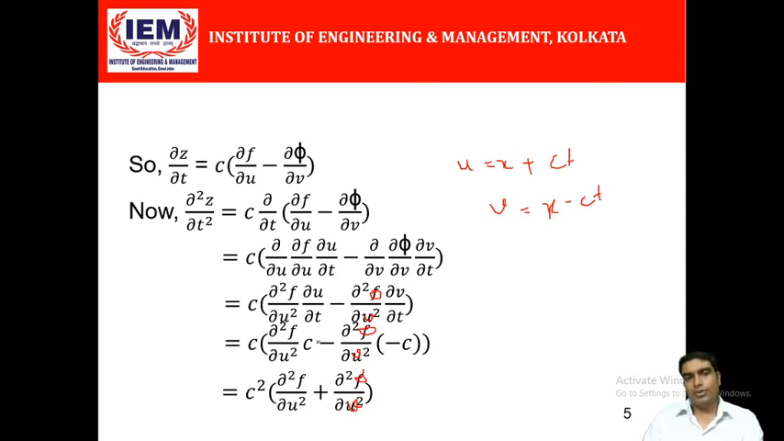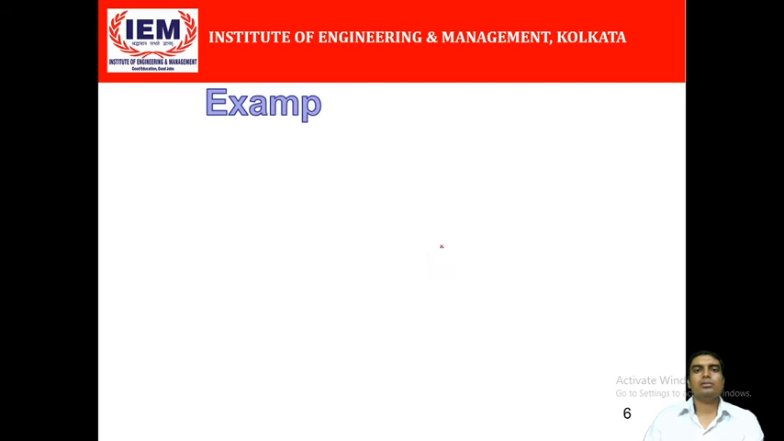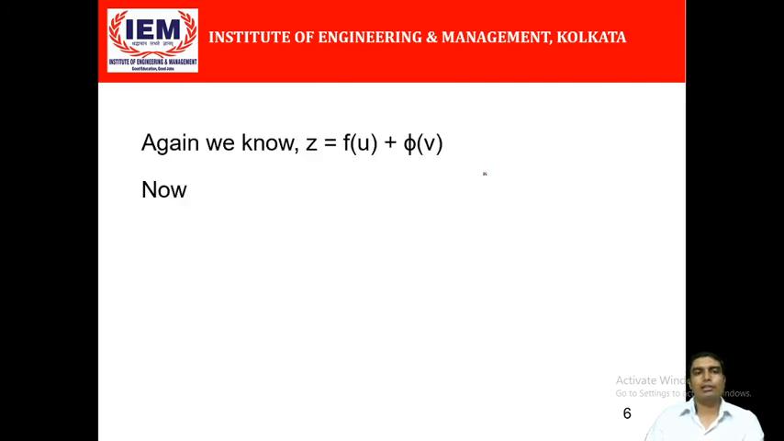Now I have to show that this ∂²z/∂t² is basically equal to c² into ∂²z/∂x². I have to show this one, right? So on one side I have found this one equal to this term. Now again I find out what is ∂²z/∂x². For that, I write this as equation number 1. So I know that z equal to this one.